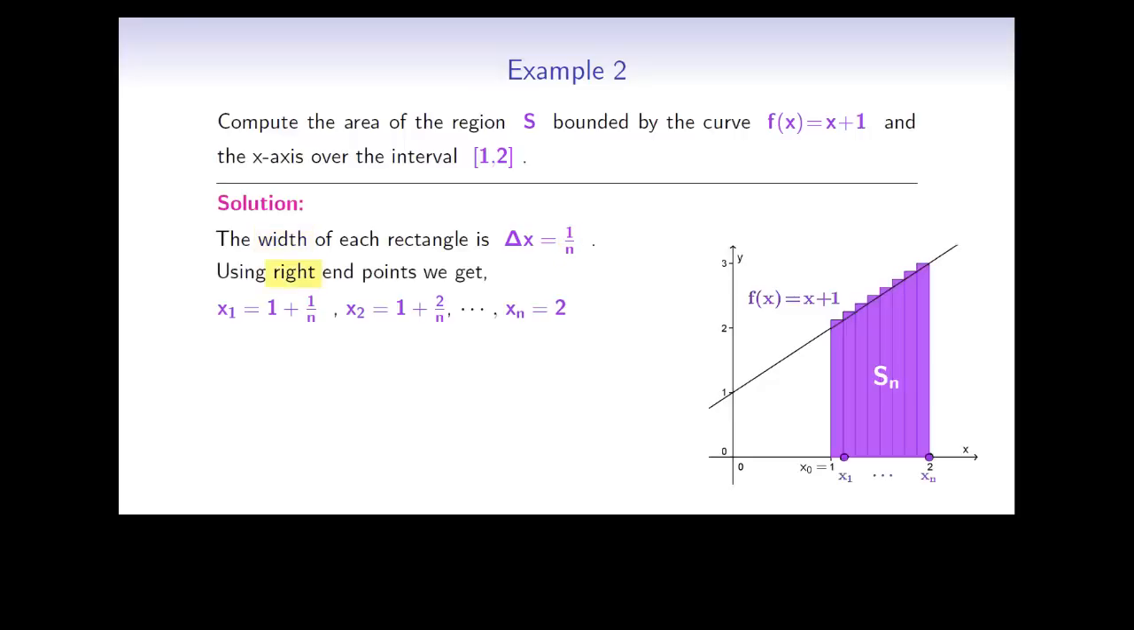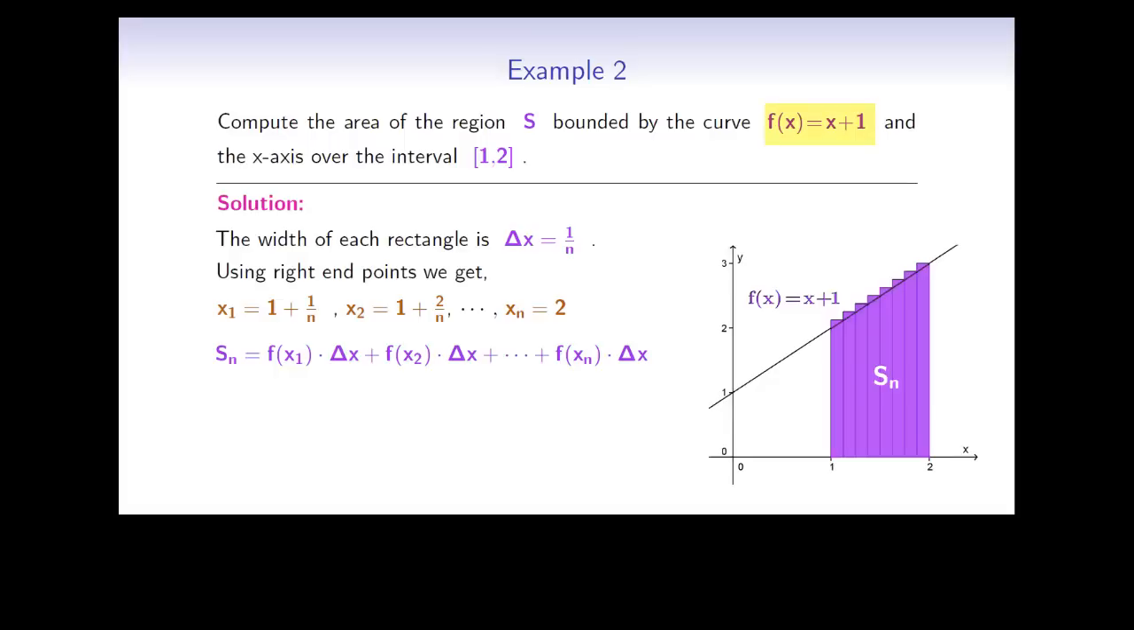If we use right endpoints in this example, then the right endpoint of the first subinterval will be 1 plus 1 over n. The right endpoint of the second subinterval will be 1 plus 2 over n, and so on. The right endpoint of the last subinterval will be 2. The corresponding Riemann sum will be given by the usual formula, f of x1 times delta x plus f of x2 times delta x, and so on.